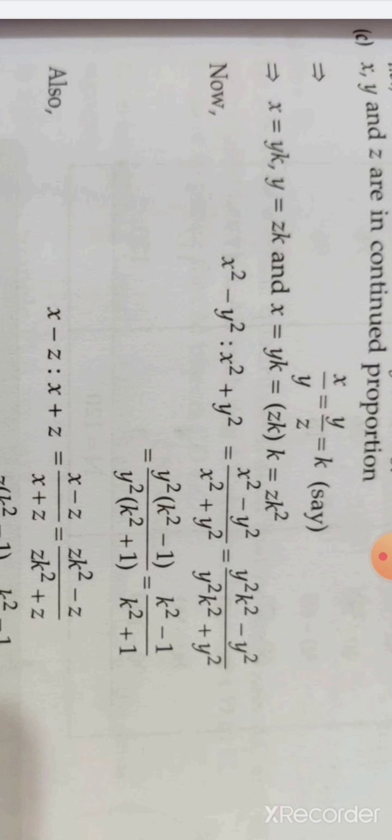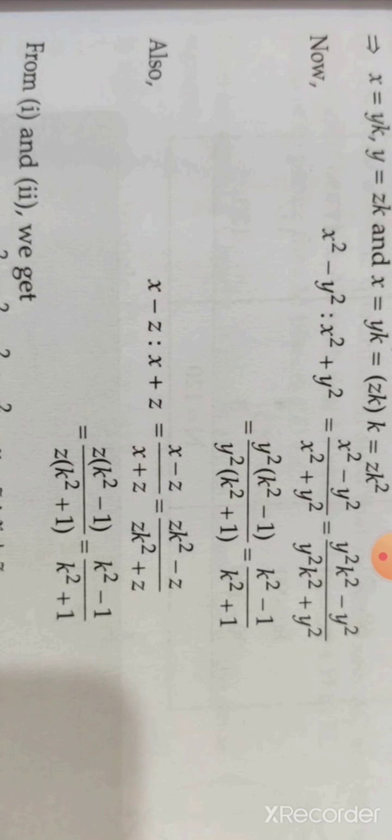Now from the numerator, y square common, in the bracket k square minus 1. In the denominator, y square common, k square plus 1. So y square cancelled out. We have (k square minus 1) upon (k square plus 1) on our left hand side. Now the right hand side part of the solution is given as the ratio (x minus z) to (x plus z).